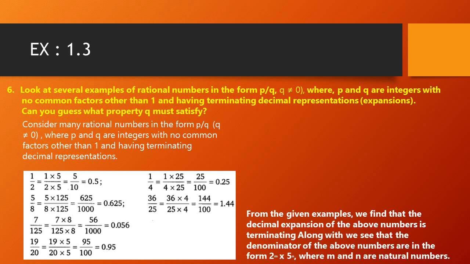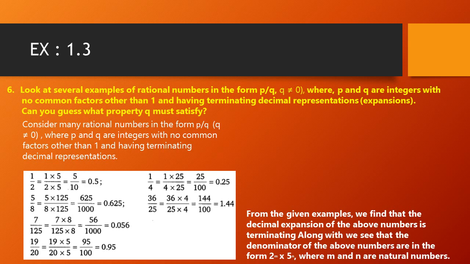In the second example, 5 by 8, that 8 can be represented as 2 cubed. So we can write this as 5 by 8 into 5 cubed by 5 cubed. That is 5 cubed by 2 cubed into 5 cubed, which is equal to 0.625. It forms a terminating decimal expansion. In that way, you can go through the remaining examples.